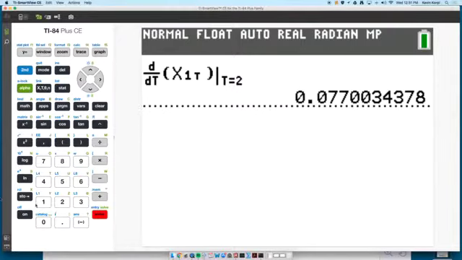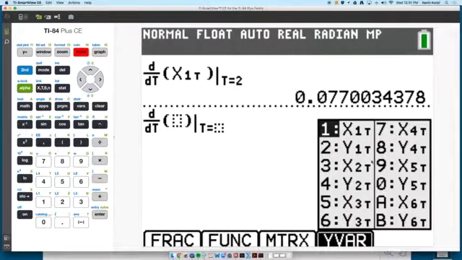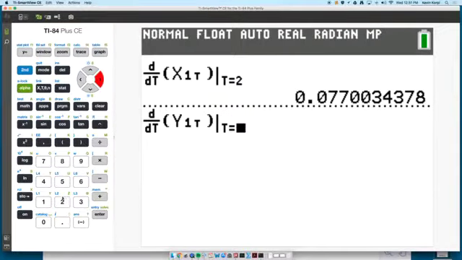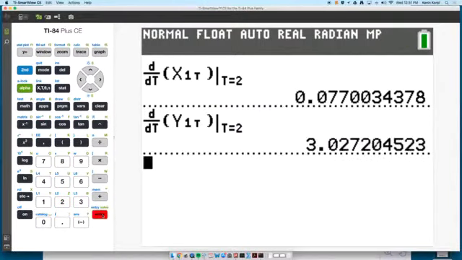And then you do the same thing for the second derivative. So math 8, and with respect to t, alpha trace, this time we want to take the derivative of the y, so that's number 2, and also evaluate it at 2. And you get 3.027.